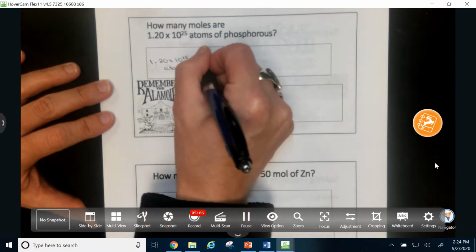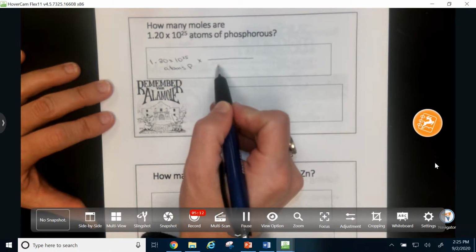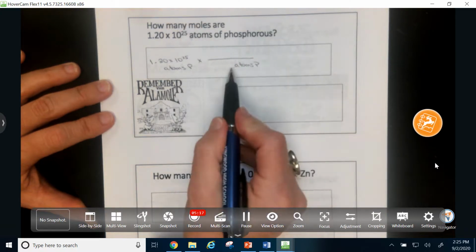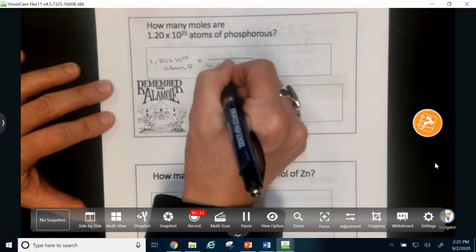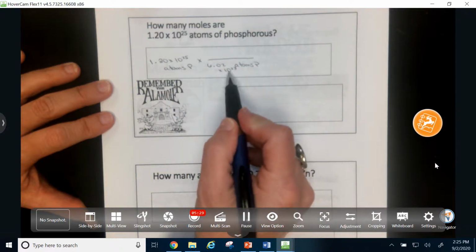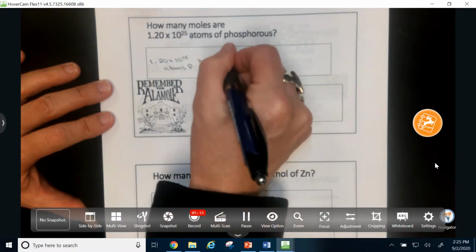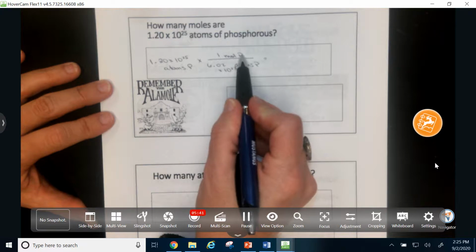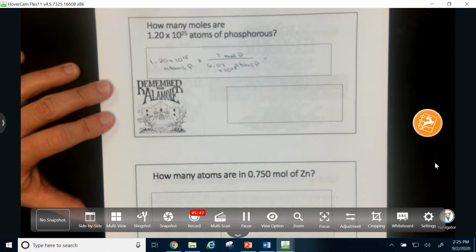So when you set up your conversion factor, whatever unit you're trying to get rid of, that unit has to go at the bottom of your conversion factor. So we have to put atoms of P down here. Now the number that goes with atoms is always going to be 6.02 times 10 to the 23. That number is always going to go with atoms, nothing else. And we know that 6.02 times 10 to the 23 atoms of P is equal to 1 mole of P. So we can stop setting up our problem because we have moles of P up here and we're looking for moles in our answer. So let me show you how to input this into the calculator.